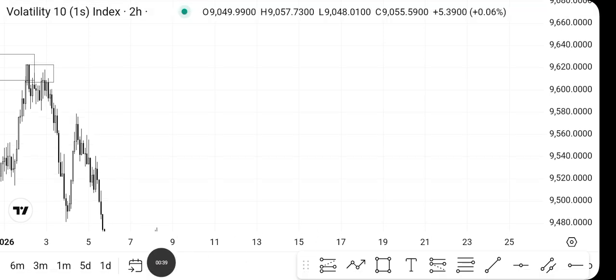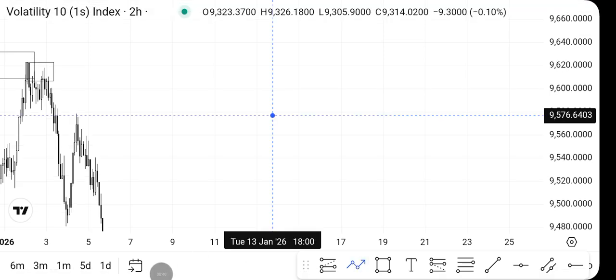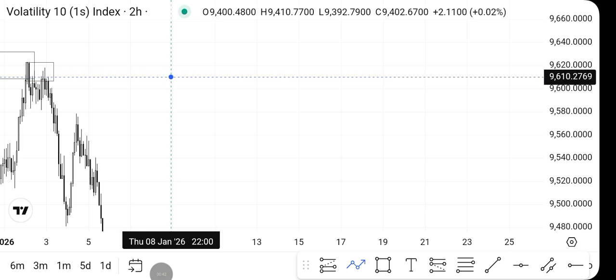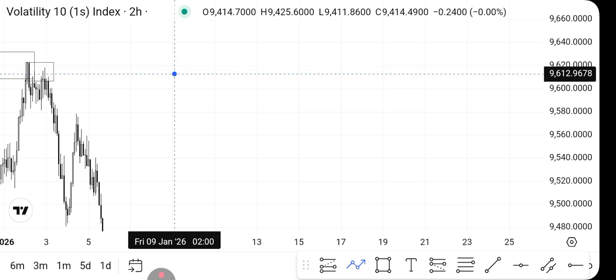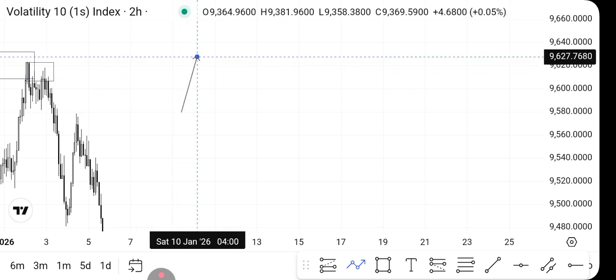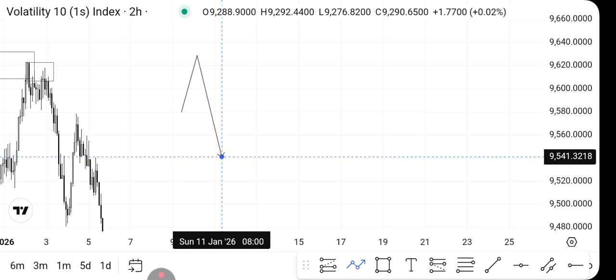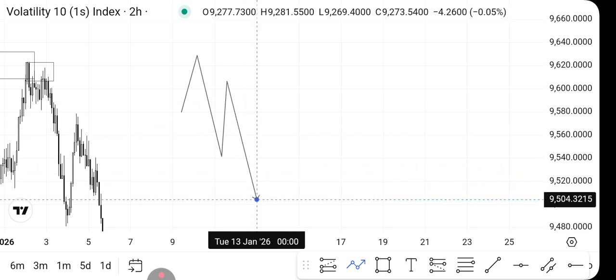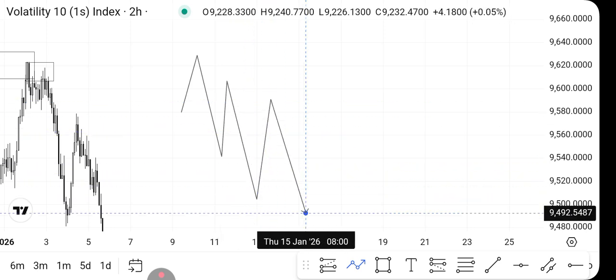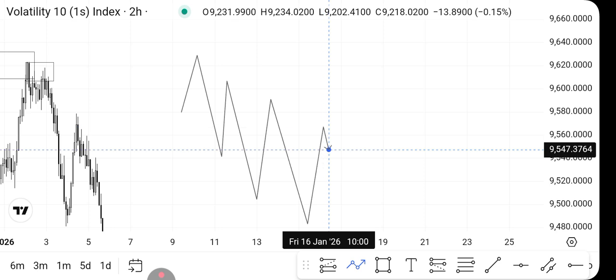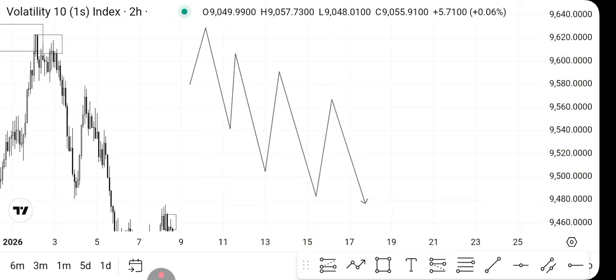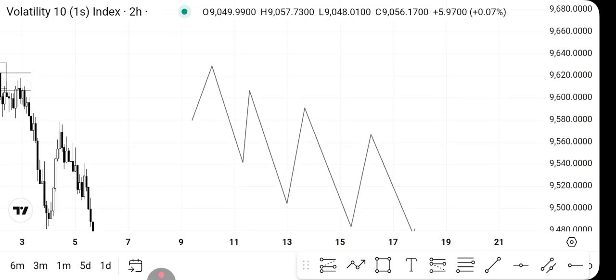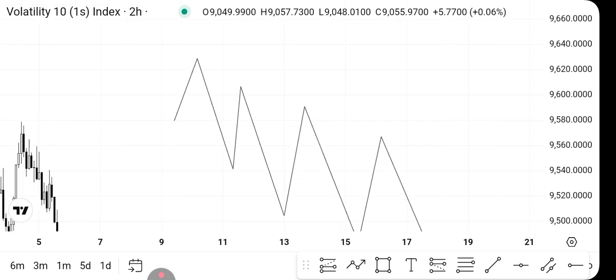Just look at the drawing here. Say we have a bearish movement, a bearish direction, and then we have price do this, right? It's a bearish movement. It's a bearish direction that the market is heading to.